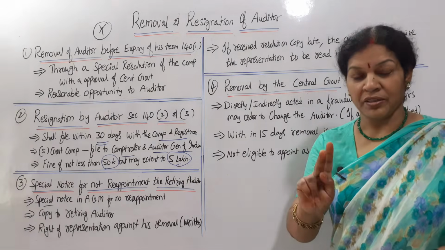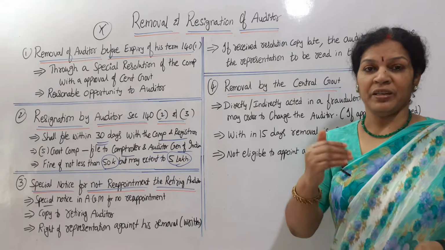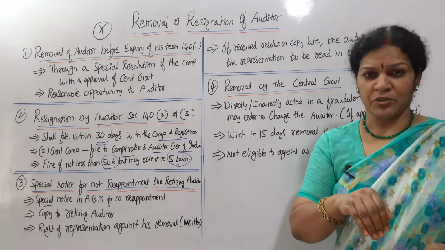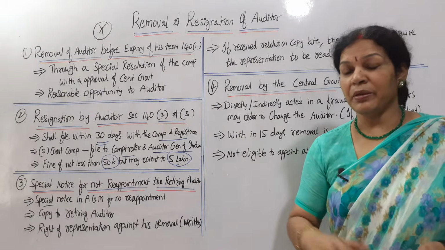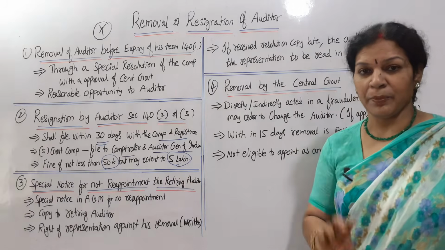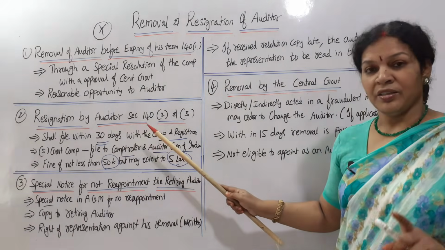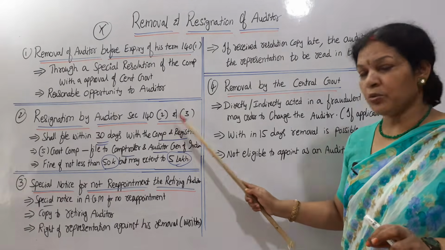Third point is that if he is unable to fulfill all the requirements, then he has to pay a fine of minimum 50,000 and it may go up to 5 lakh. Three points, remember. This is about the resignation of auditor as per Section 140 subsection 2 and 3.